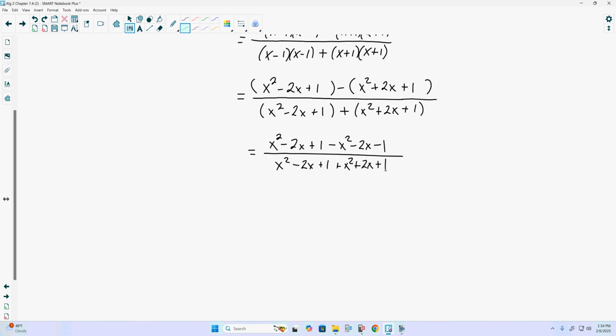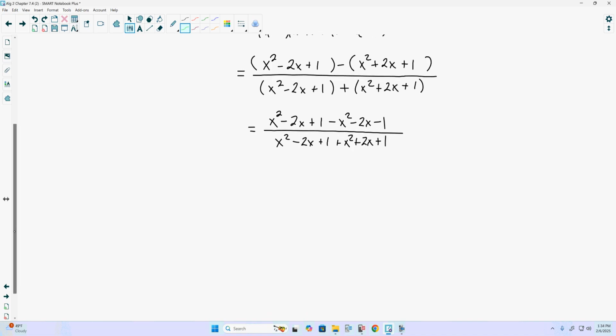A lot of terms. Yes. Now if we look on top, x squared minus x squared is 0. Those are gone. Negative 2x minus 2x is going to be negative 4x. And 1 minus 1 is 0. So out of all the terms on top of this fraction, we get negative 4x.